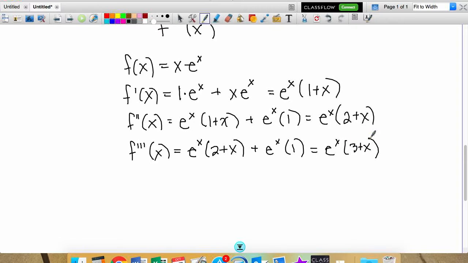As you can see, we have a clear pattern here of e to the x times the nth derivative. So in this case, the first derivative, 1. Second derivative, we have a 2. And the third derivative, we have a 3 here in this position, plus x. So I would predict that the nth derivative of this function is going to be e to the x times n plus x.